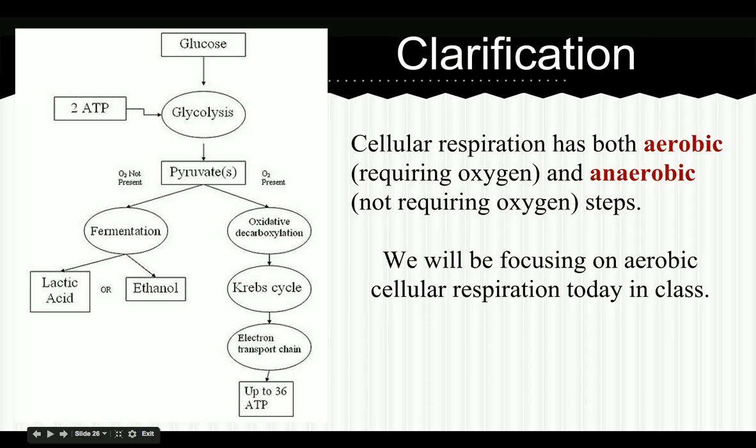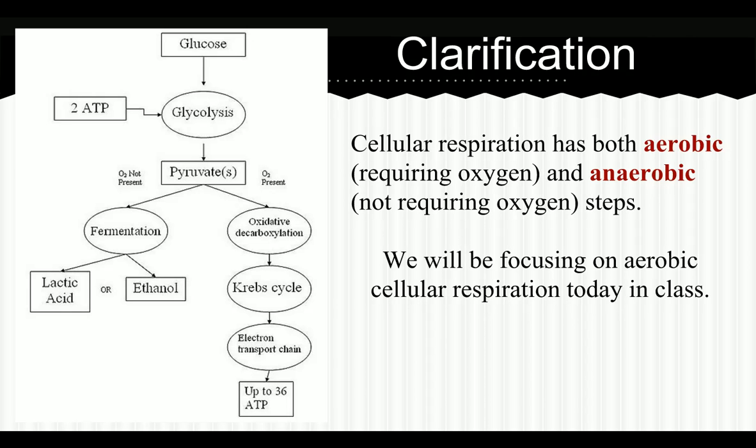What I want you to notice about the chart is that glycolysis is going to produce 3 carbon chains that are called pyruvates or pyruvic acid. And you'll notice that it splits here. On one side we have O2 not present, and on the other side we have O2 present. What you're responsible for today is the aspect of cellular respiration that is aerobic cellular respiration.